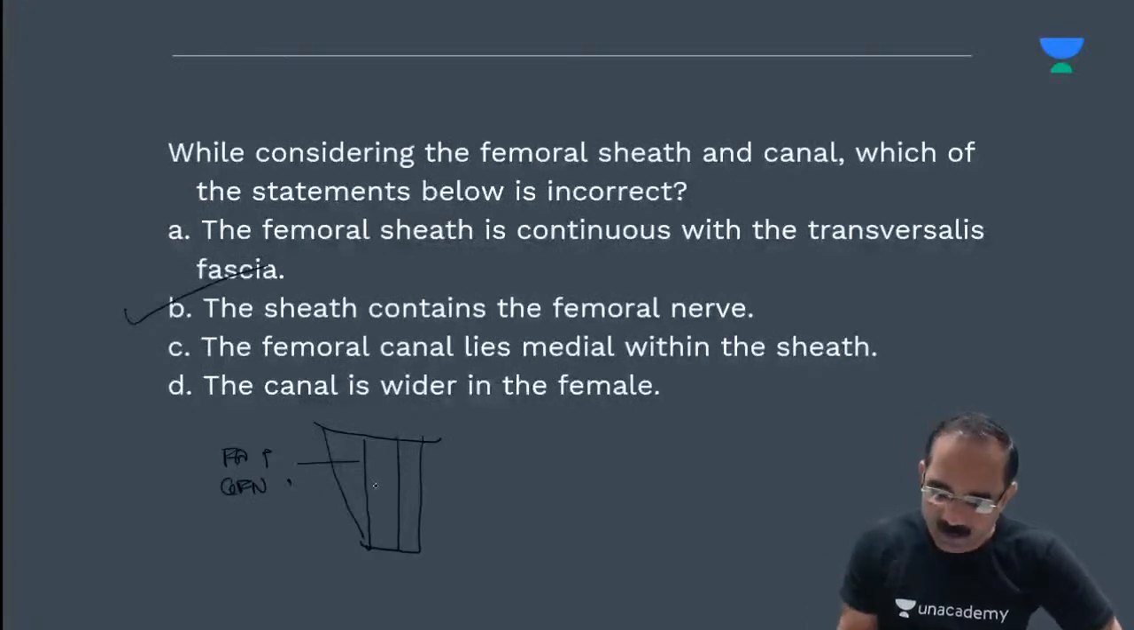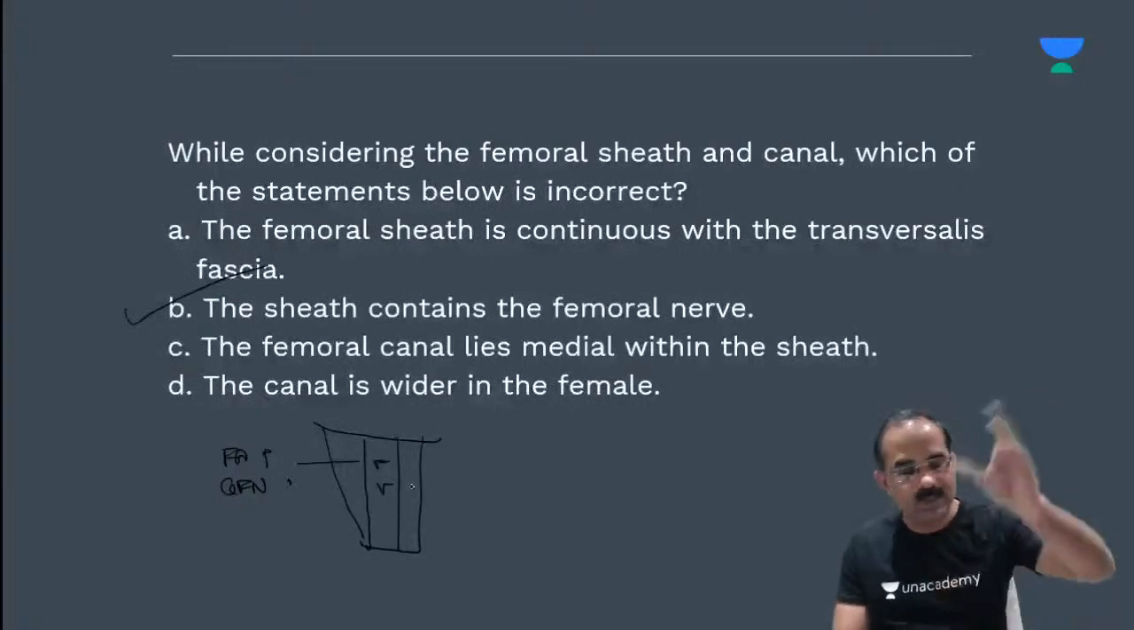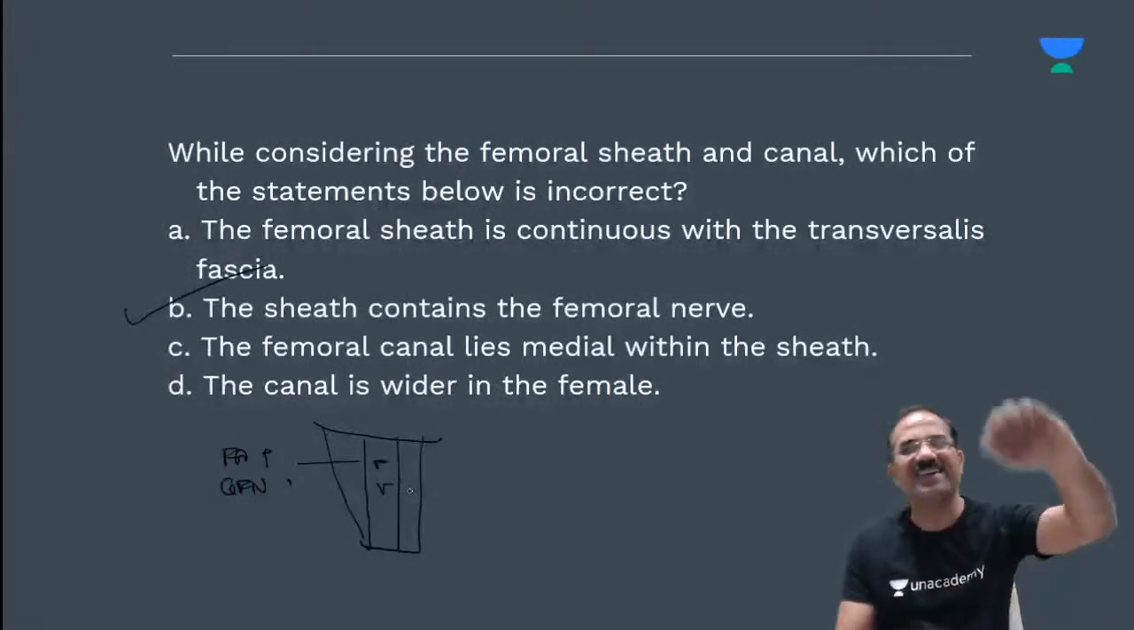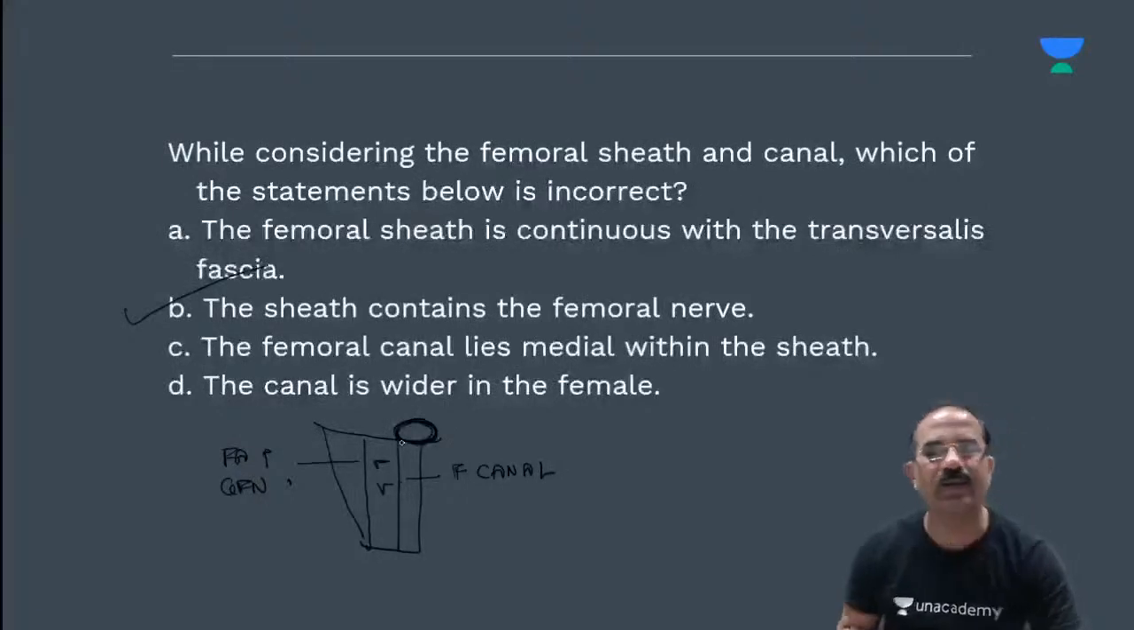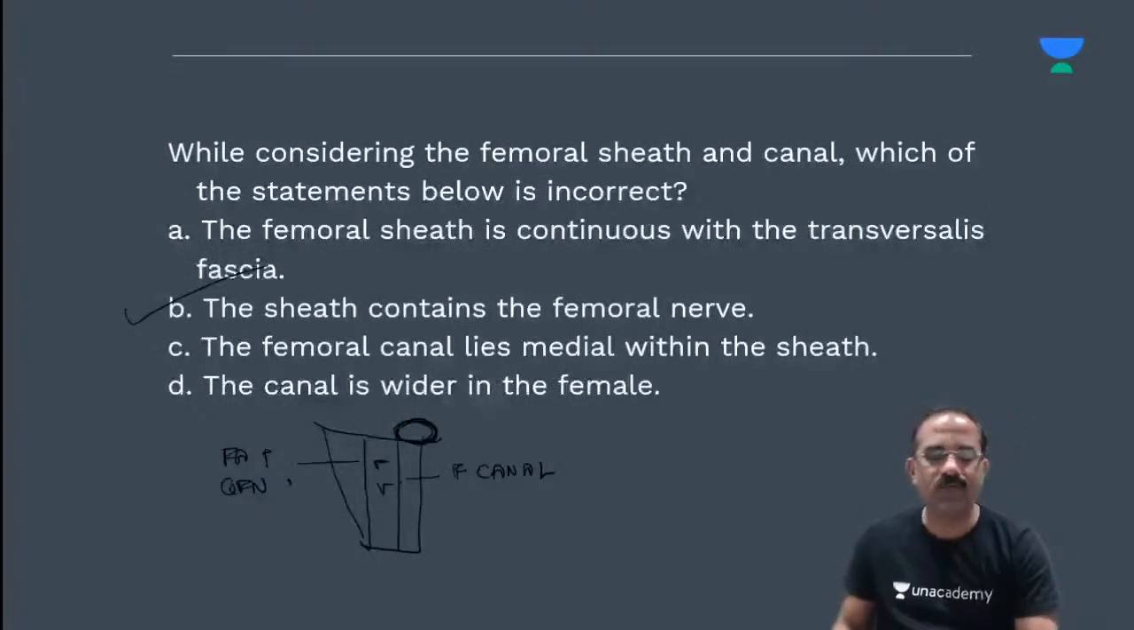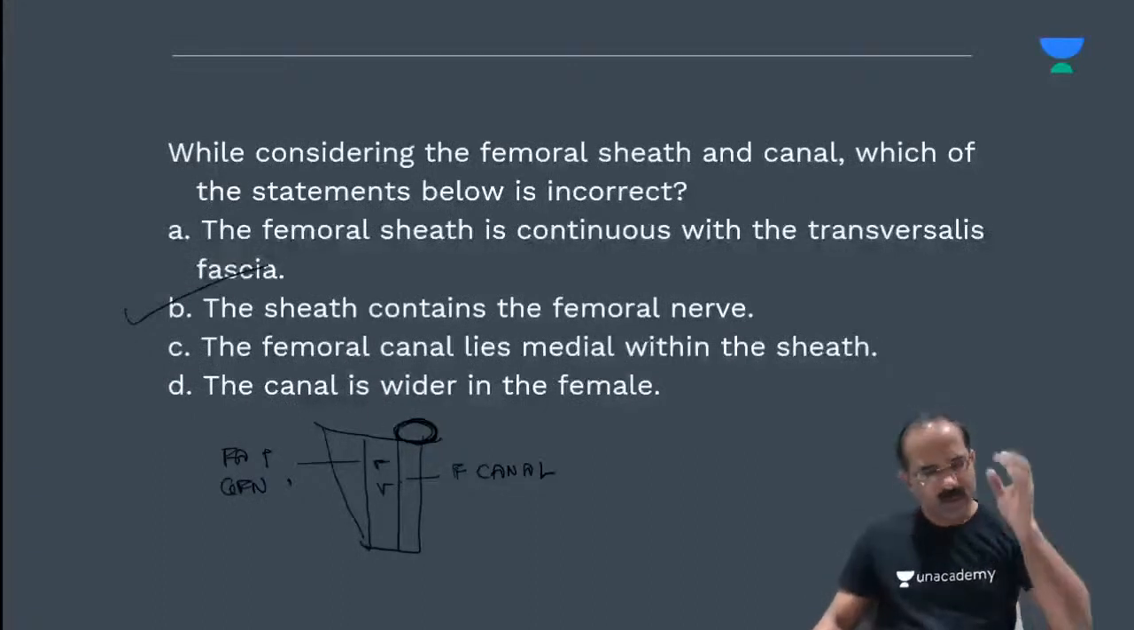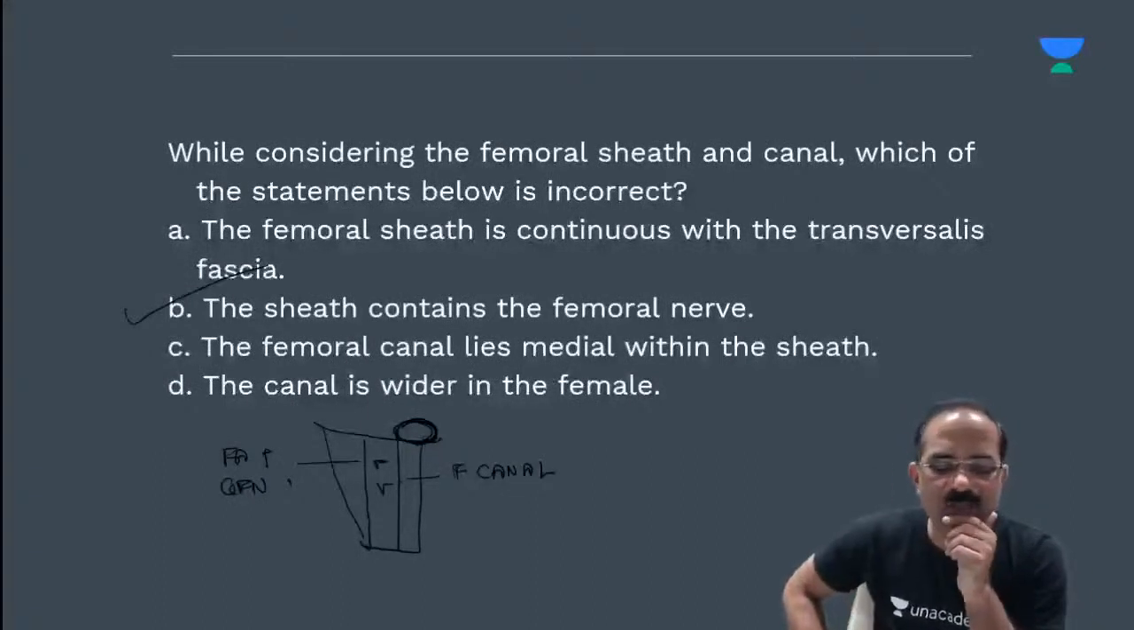In the intermediate compartment lies the femoral vein. And the medial compartment is empty. What is this known as? This is known as the femoral canal. The upper part of the femoral canal is known as the femoral ring. Can anyone tell me how this femoral sheath is formed?